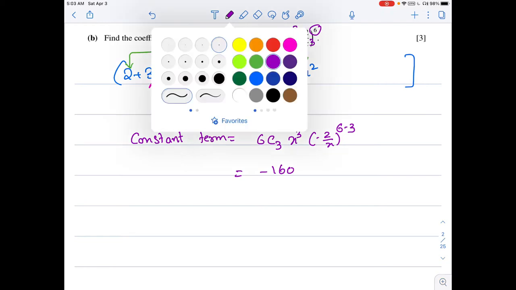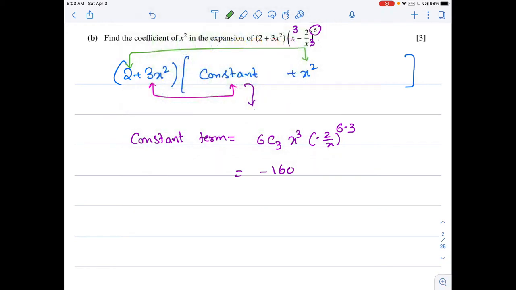Now I'm going to multiply the 2 with the x square coefficient. I use the same coloring code. The coefficient of x square will be 2 times the coefficient of x square, which was nothing but 60. Then it is 3 times the constant term. What is the constant term? Minus 160. So my final answer is going to be 120 minus 480, which is minus 360. That's going to be the answer for the second part.